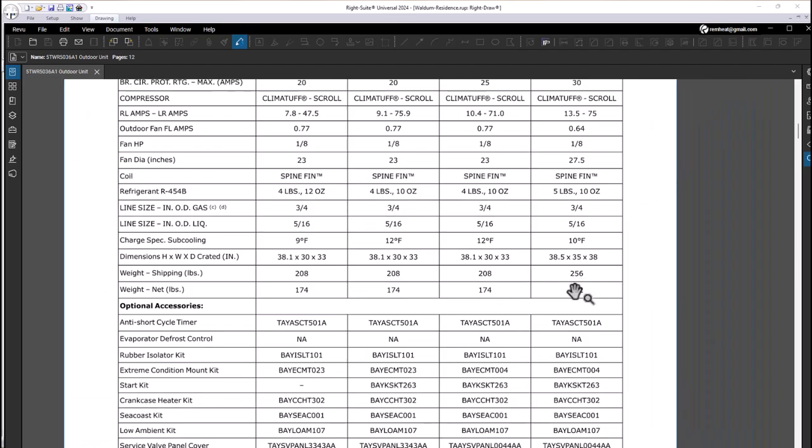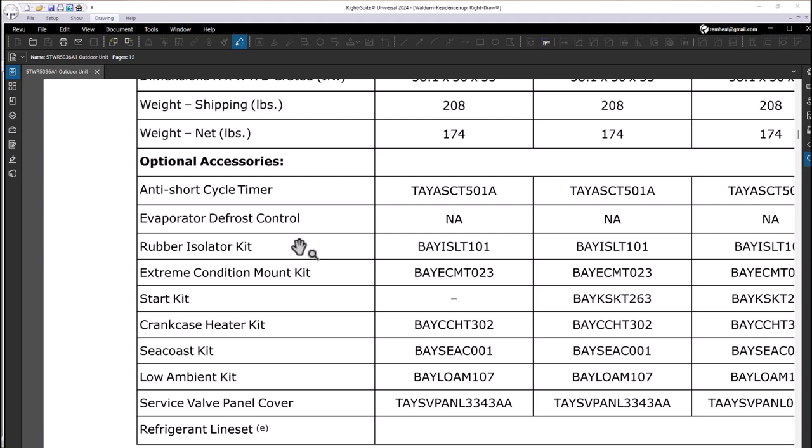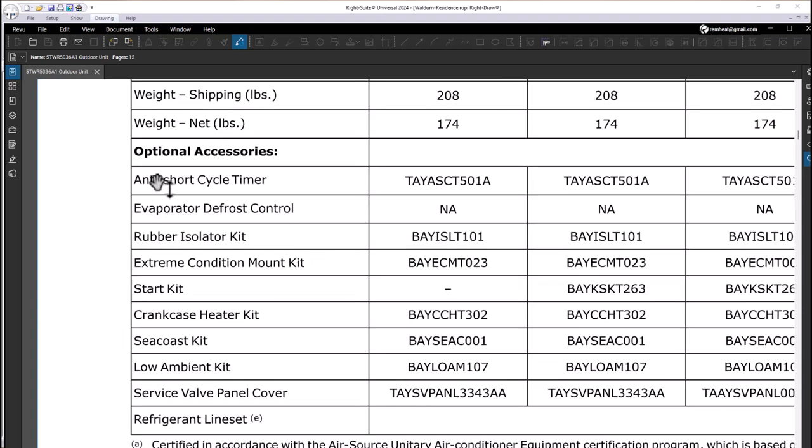All right, okay, so let's continue on this. There are accessories. These are the accessories for your outdoor unit. In the accessories, it says anti-short cycle timer. This is additional. What happens is that it's not a good idea when you have short cycling. What does it mean? On and off. The unit is going on, is going off, it's turning on, is turning off.